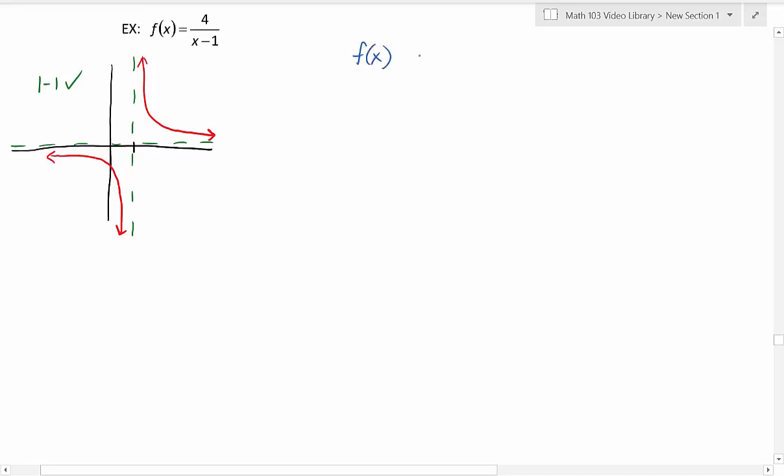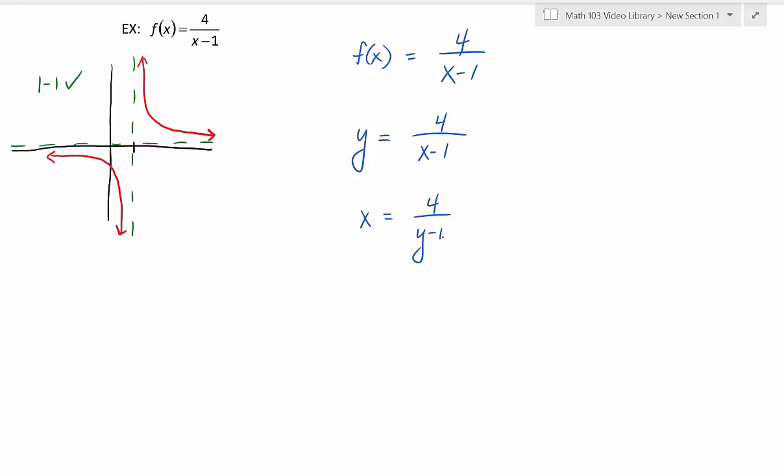So we're starting with f of x equals 4 over x minus 1. We'll take it out of function notation by replacing the f of x with y. Next, we'll interchange x and y. It gives us x is equal to 4 over y minus 1. And now we need to solve for y. The variable we're solving for is in the denominator, so our number one priority is to get it out of the denominator.